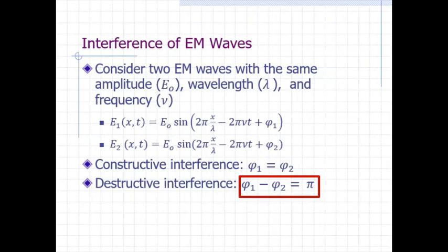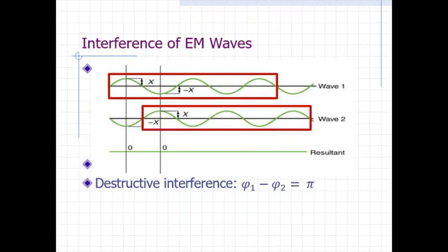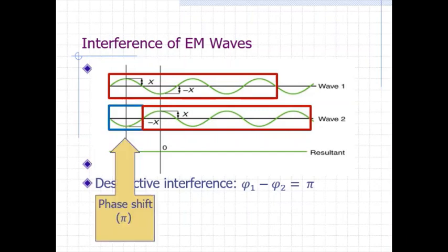Recall that a change of 2 pi in the argument for the sine function constitutes one cycle, so pi constitutes half a cycle. In other words, we get 100% destructive interference when one wave is half a cycle ahead or behind the other wave. We can say that they are 1/2 wavelength out of phase.